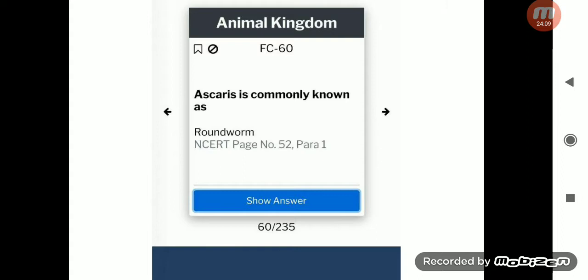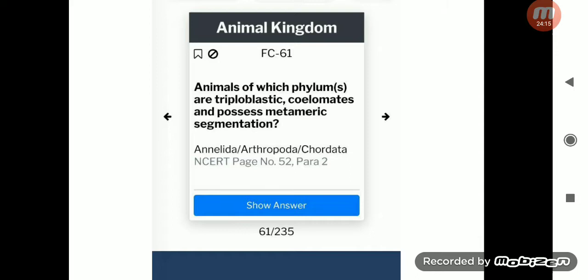Animals of which phylum are triploblastic coelomates and possess metameric segmentation? Annelida, and later in Arthropoda and Chordata.